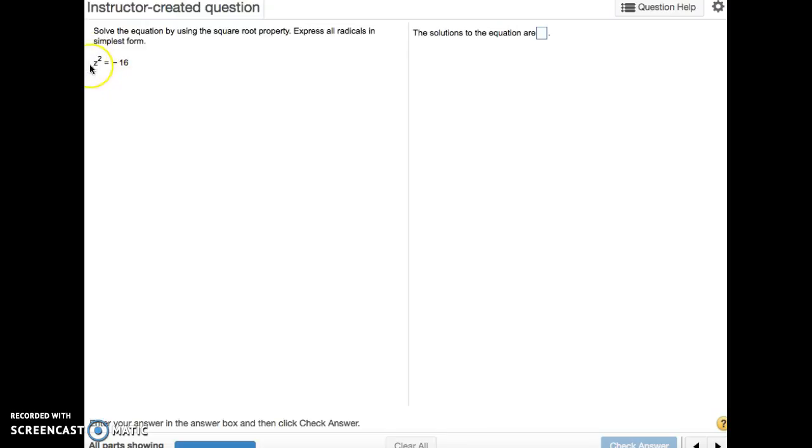I have z squared, so I need to square root. Square root of z squared is z. And when I take the square root of negative 16, remember, square root of 16 is 4, and I need positive and negative. But since it's a negative 16, I need the i. And that's going to be the only difference. So over here, we're going to type in 4i and negative 4i. And those would be your two answers.